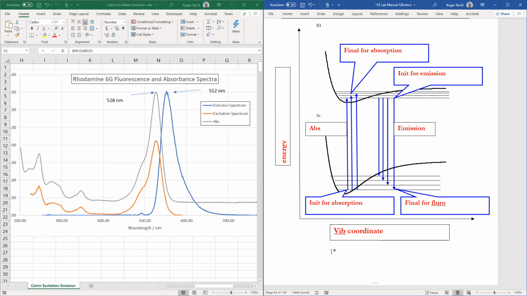Wait, so absorption is what? Absorption is electronic plus vibrational energy, and emission is electronic minus vibrational energy. Okay, and the length of the arrow indicates the energy of the transition. So let me make this larger so you can see.